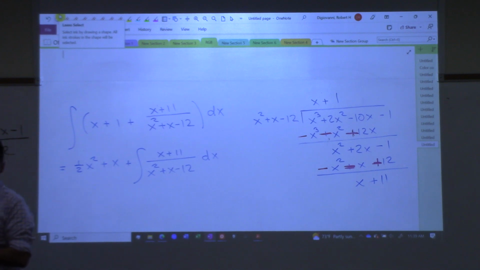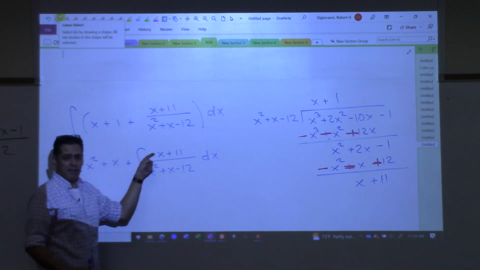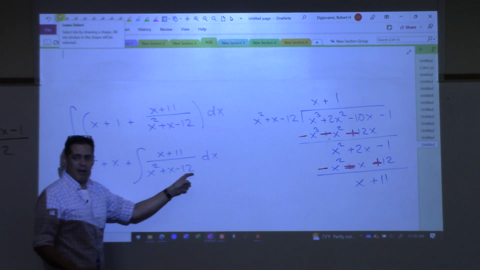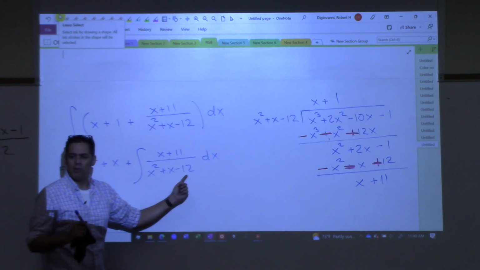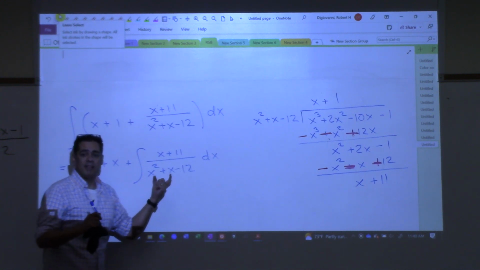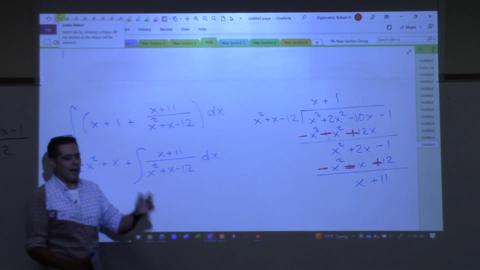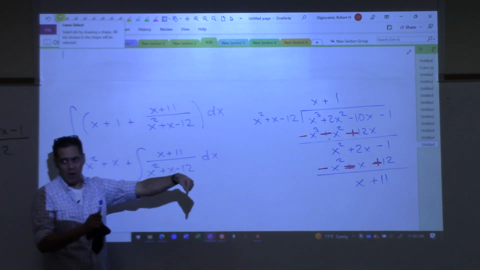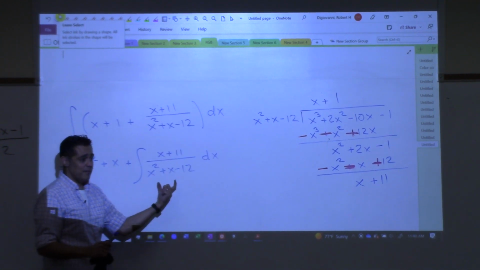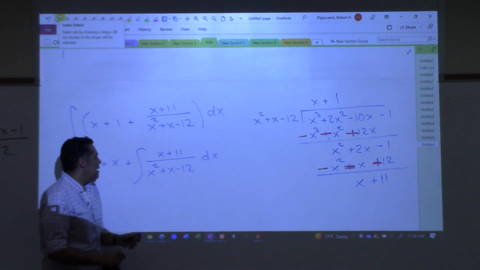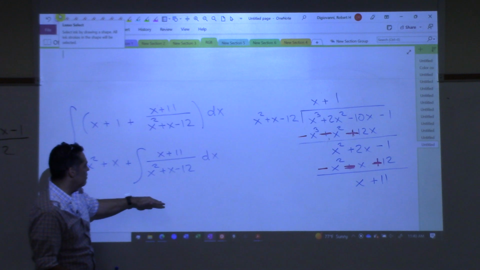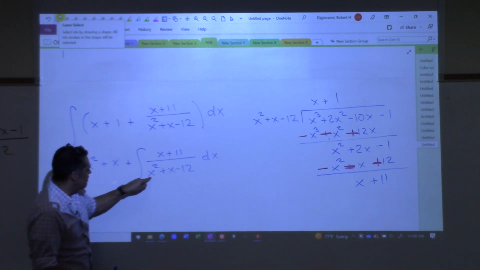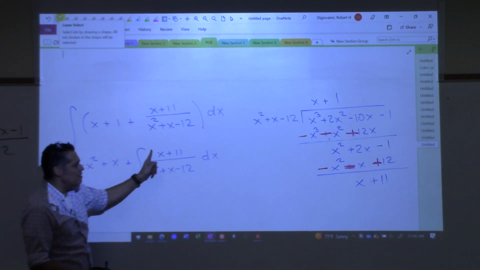Now, at this point, I see linear over quadratic. I ask myself, is this factorable or not? Is it reducible or not? It is reducible. Since it is, I'm going to do that. I'm not going to use the other method from the previous problem, because I can actually factor this. I also want to check real quick that it's not just a basic u sub. If I let this be u, what's the derivative of that? 2x plus 1. I don't have that up here, right?